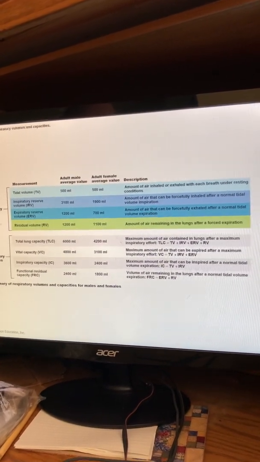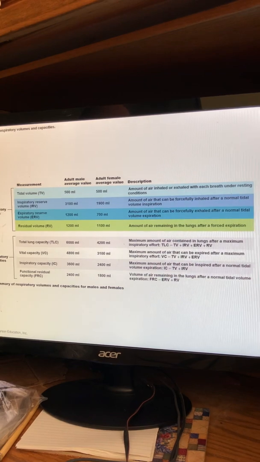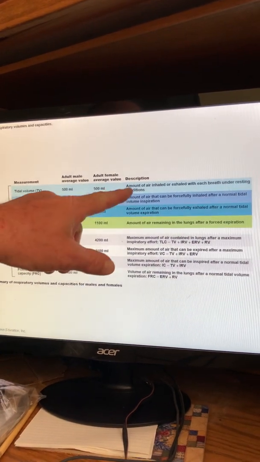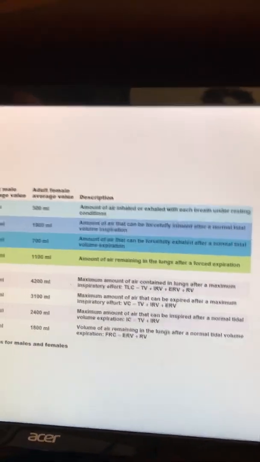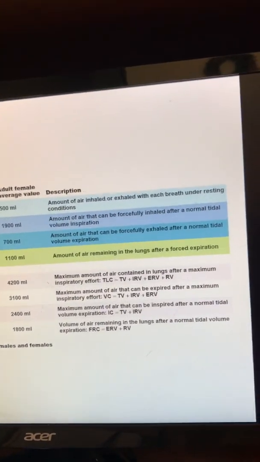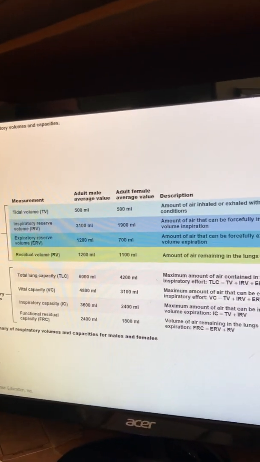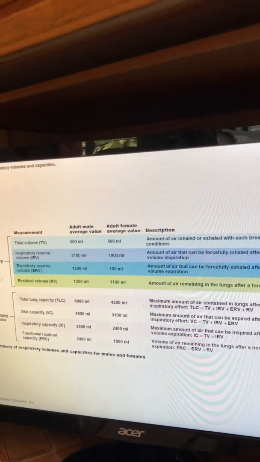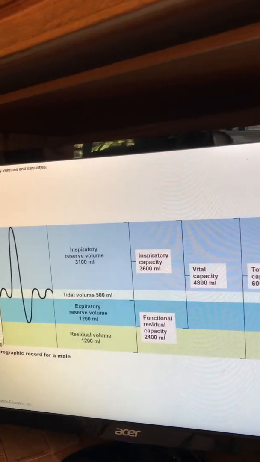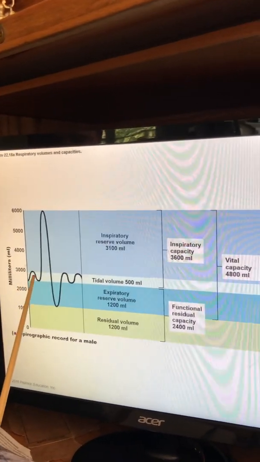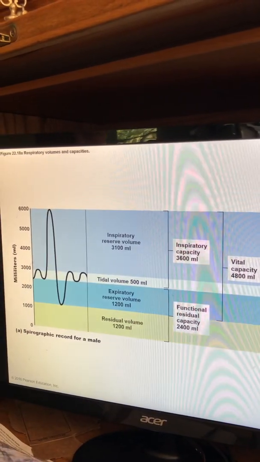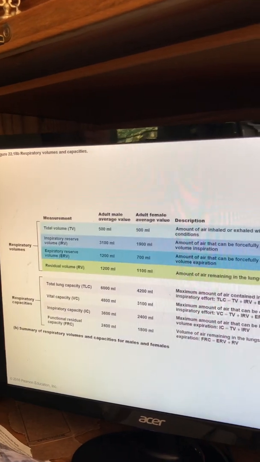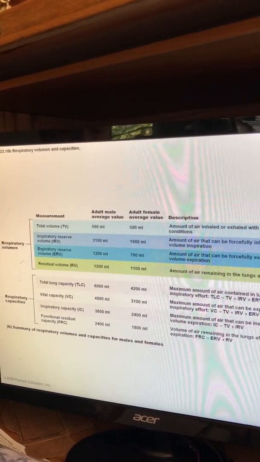So one of the things that they do, and I think this is in your lab book too, they give you what the name of it is, tidal volume, and it's the amount of air that's inhaled or exhaled with each breath under resting conditions. The IRV is going to be the amount of air that can be forcefully inhaled after a normal tidal volume inspiration. So on the chart, it makes a lot of sense. We're going to breathe in, that's the light blue, and then we're going to breathe in even more to take that deep breath. So that would be IRV.